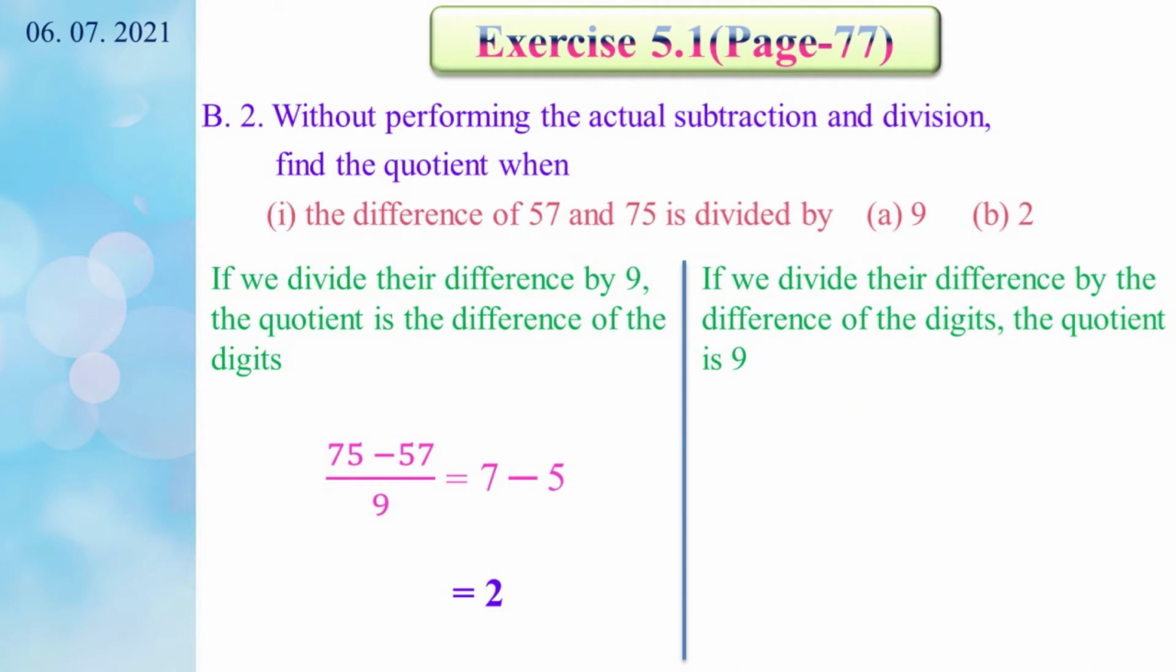If we divide their difference by the difference of the digits, the quotient is 9. 75 minus 57 divided by 7 minus 5, or 75 minus 57 divided by 2. Here 75 minus 57 will get 18. 18 by 2 will get 9.